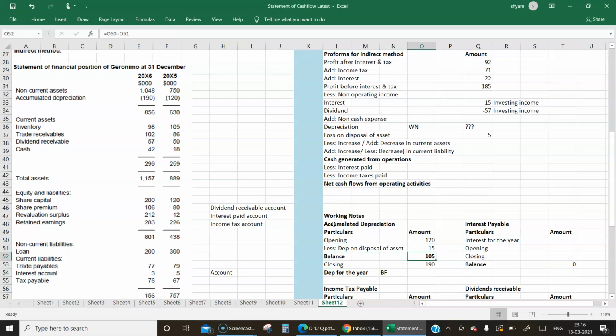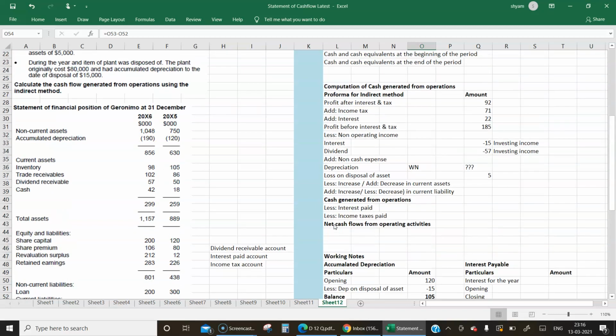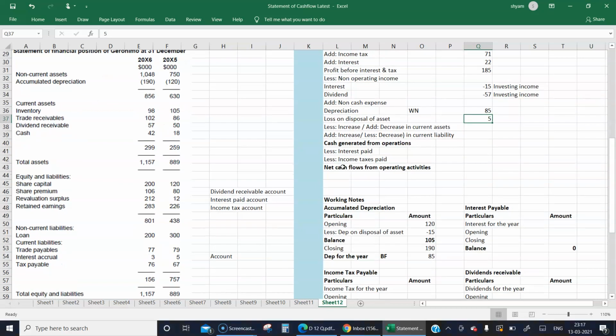This should have been 105. The closing is 190. So the difference between these two numbers, 85, is the current year depreciation. Current year depreciation we have to add to our operating cash flow calculation. So we have added that. Our second item is over.